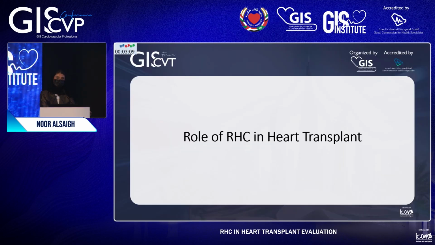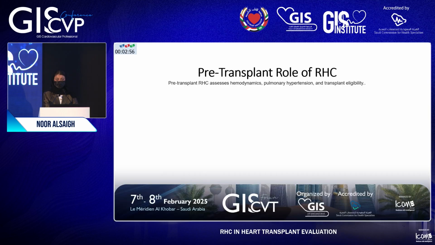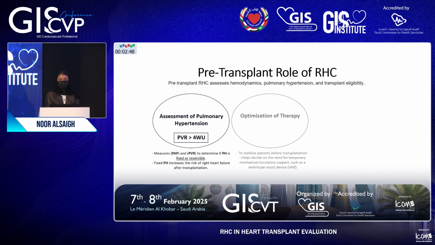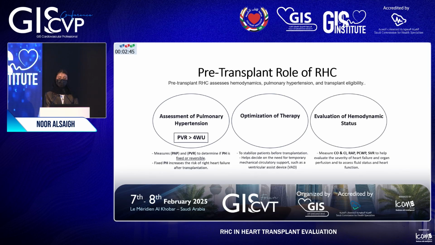So after understanding the right heart procedure, we will now go on to understand the role of right heart cath in heart transplant patients. We're going to start with pre-transplantation, then post-transplantation. Starting with the pre-transplantation role of right heart cath, I tried to summarize it in 3 simple points, which are assessment of pulmonary hypertension, optimization of therapy, and evaluation of hemodynamic status.